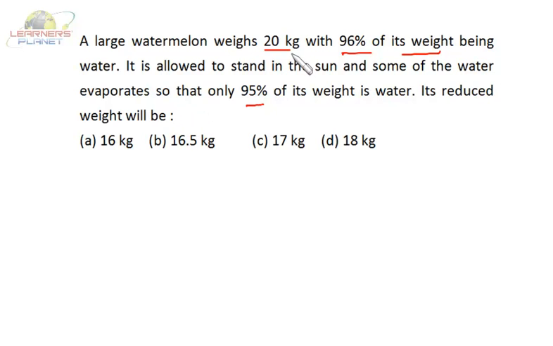Friends, if 20 kilogram is the initial weight, 96% of its weight is water. That means 4% is pulp. So what is the 4% of 20 kilogram? That is 800 gram. So pulp, initially it's 4%. That is around 800 gram.